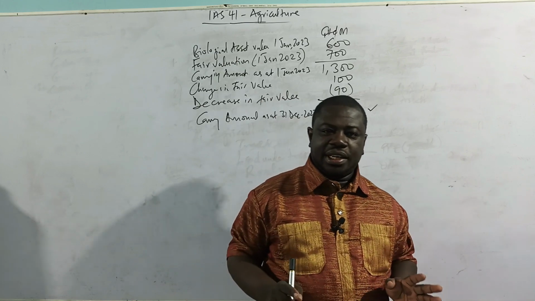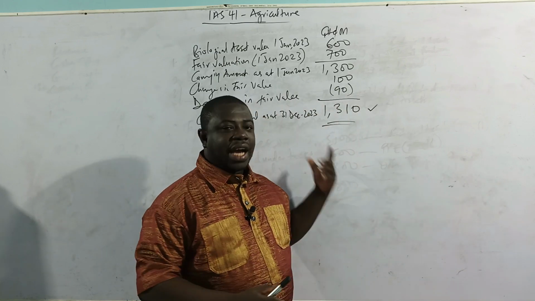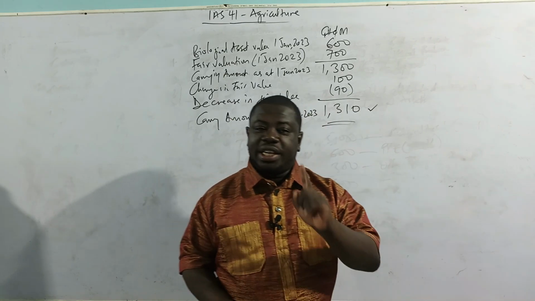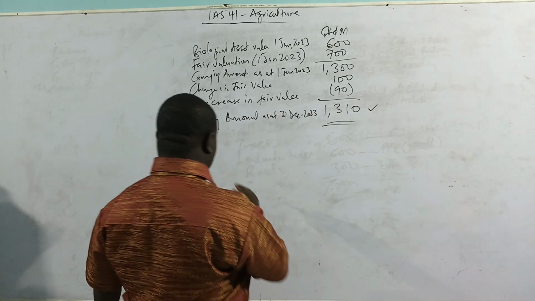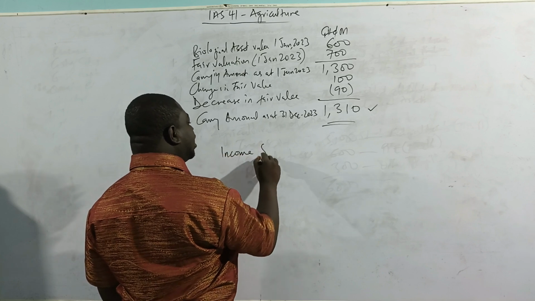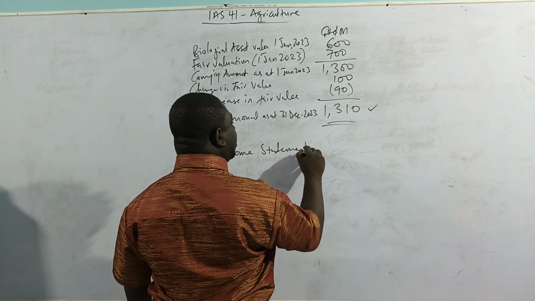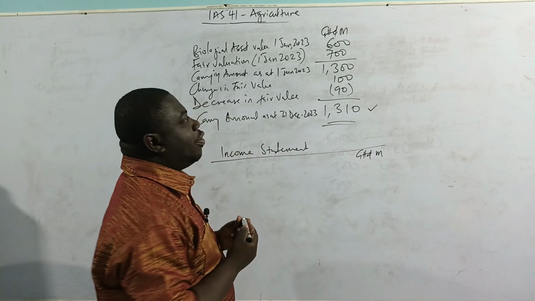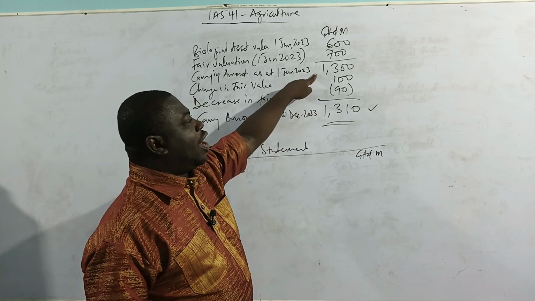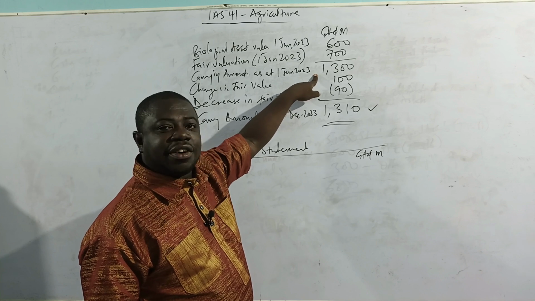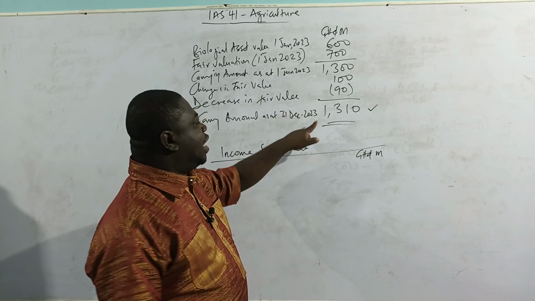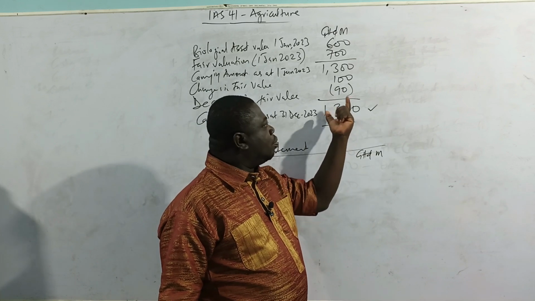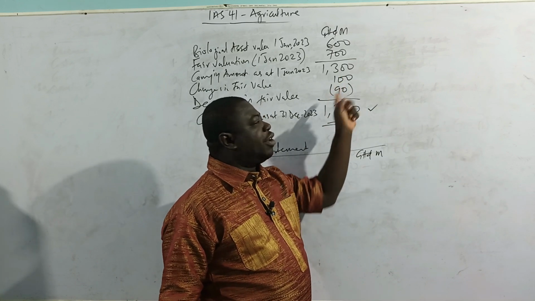Now, we are not done. We are also supposed to look at how the changes will affect the profit or loss as well. So you have to show that effect in a financial statement, the income statement or the statement of profit or loss. Now, in your income statement, you are going to show the gain, because remember that at the beginning of the year, we have 1,300 as the carrying amount of the asset. At the end of the year, we have 1,310. So basically, there is only an increase of 10. But the increase is explained as 100 minus 90.